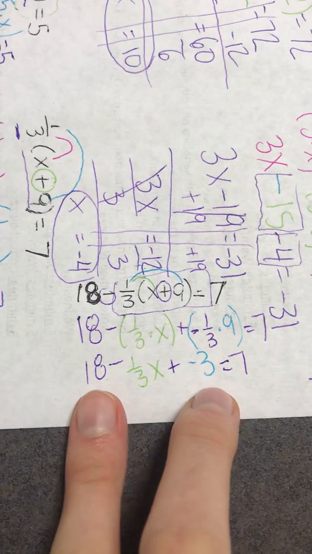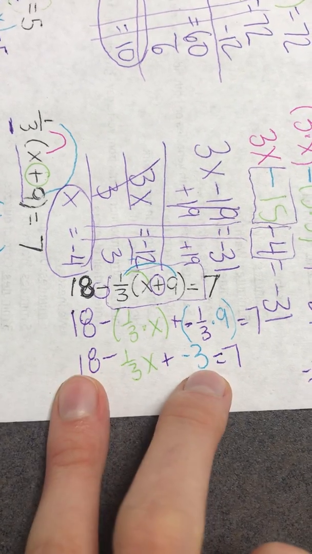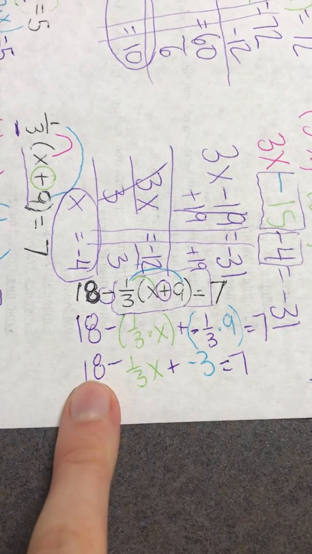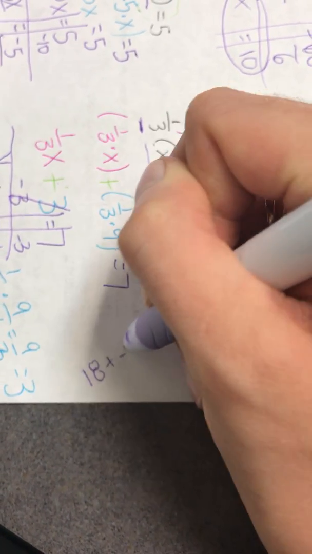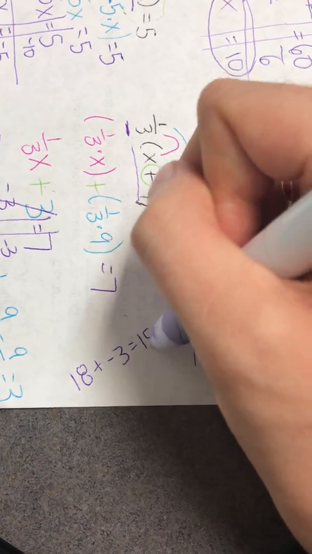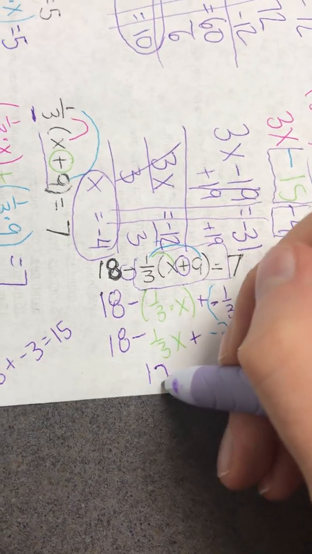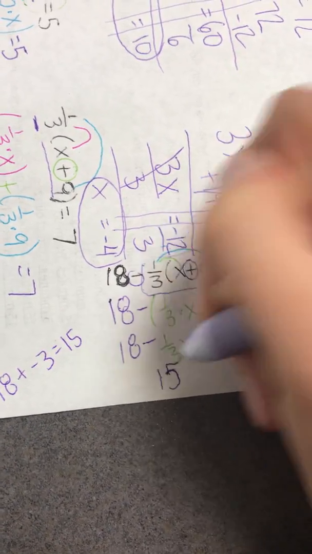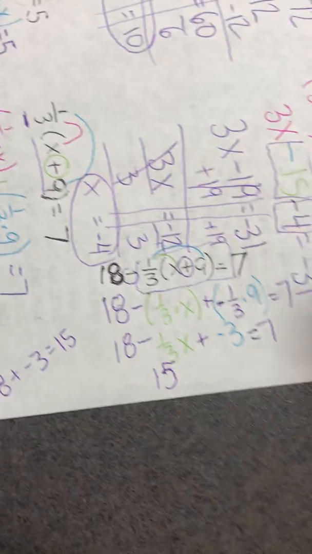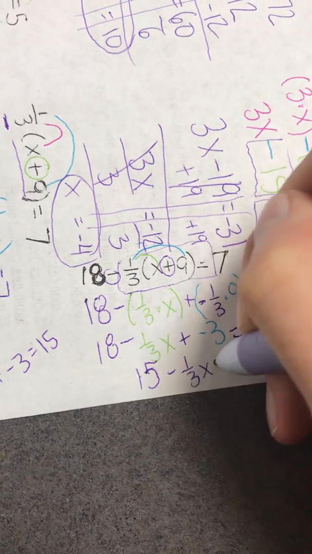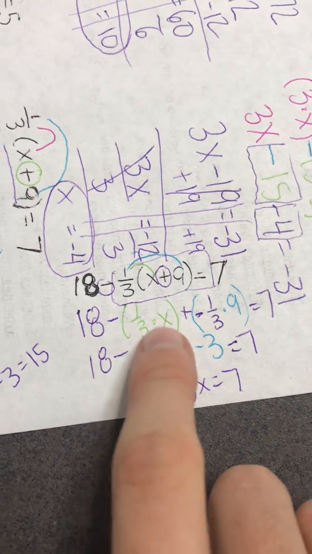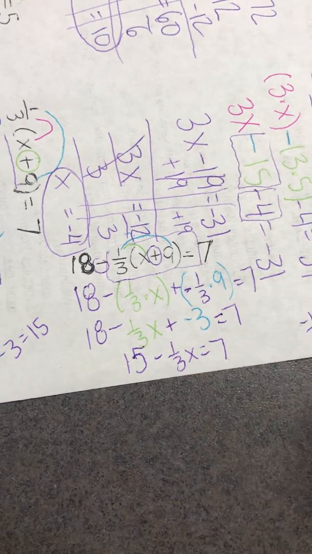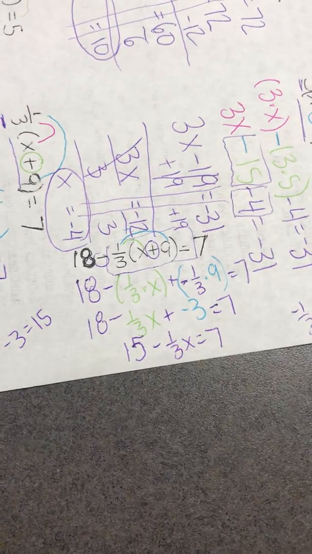I'm noticing there's two terms here that are constants. They have no x by them, so I can combine them. So I have positive 18, and I'm adding a negative 3. So positive 18 plus negative 3, positive 15. And then I'm subtracting 1/3 x, and then it equals 7. So I combined these two to make 15, and then I still had my minus 1/3 x. So now it's just a normal two-step equation.